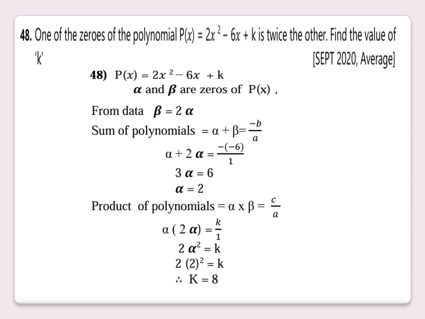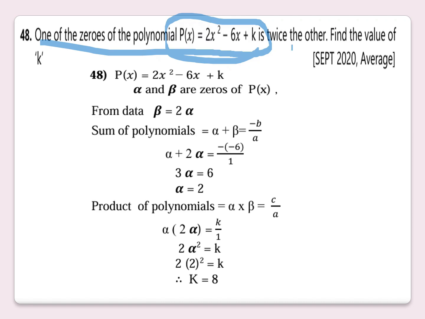Question number 48. In question number 48, one of the zeros of the polynomial p of x is equal to 2x square minus 6x plus k is twice the other. Find the value of k. So here what is given: p of x is equal to 2x square minus 6x plus k. Alpha and beta are the zeros of p of x. From the data you can write beta is equal to 2 alpha. It is given twice, right?